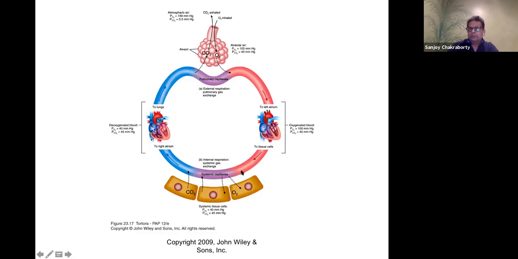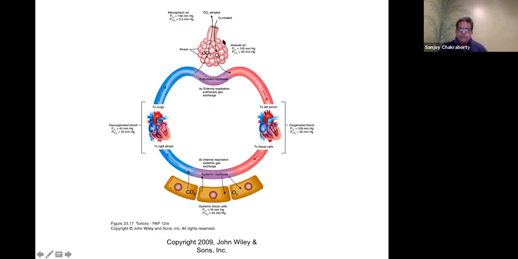So the heart and blood vessels are engaged. Same thing with carbon dioxide. When carbon dioxide is returning, the carbon dioxide pressure in the blood is 45. But in the lung, it is 40. So 45 is higher than 40, and carbon dioxide will go from the blood capillary to the lung. That is the basis of gas exchange.